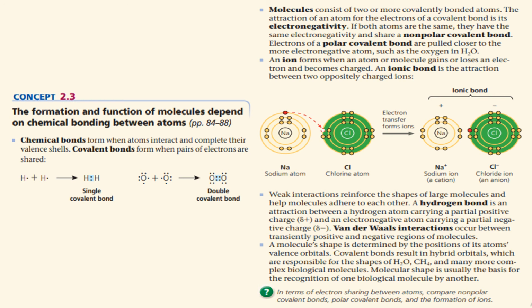A molecule's shape is determined by the position of its atoms' valence orbitals. Covalent bonds result in hybrid orbitals, which are responsible for the shape of H2O and CH4 and many more complex biological molecules. Molecular shape is usually the basis for the recognition of one biological molecule by another.